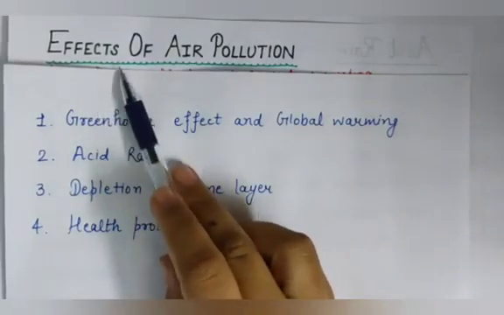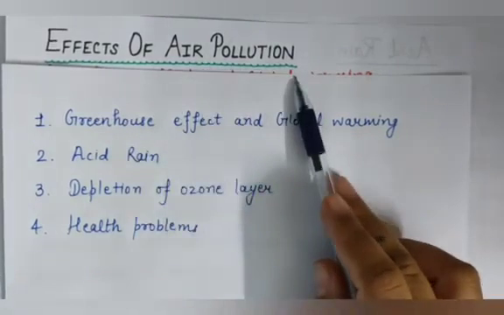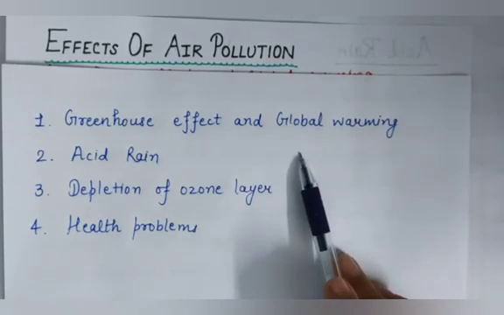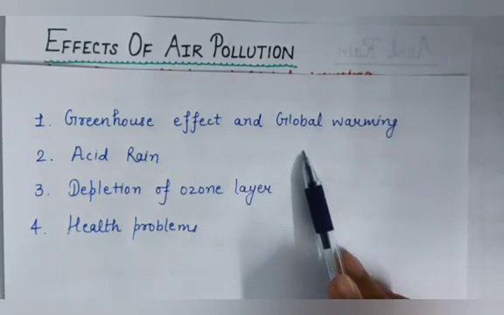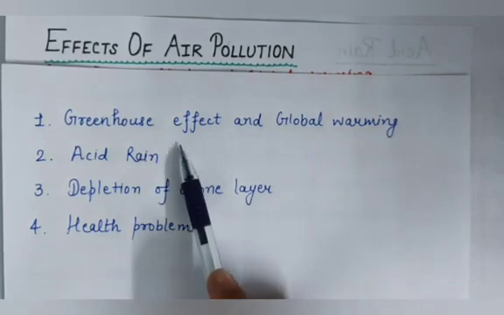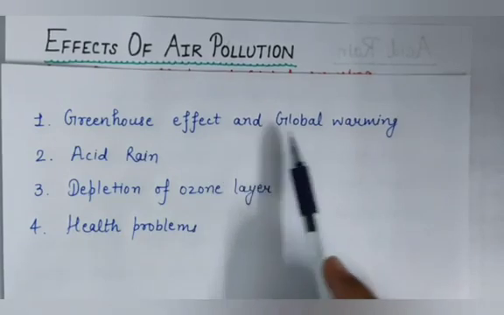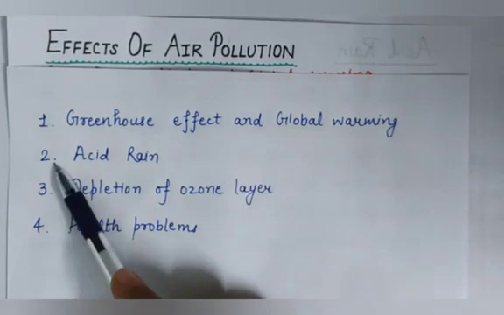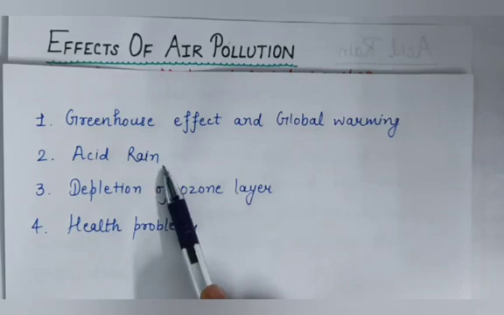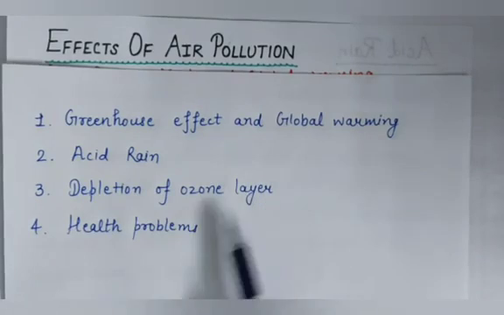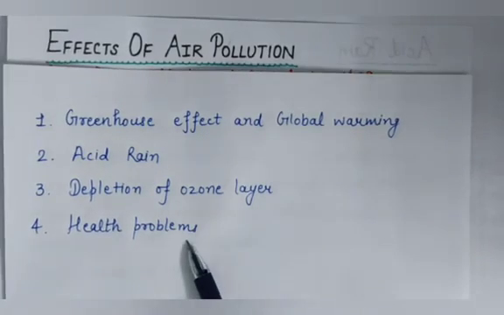Our next topic is effects of air pollution. Students, air pollution adversely affects both living and non-living things. Let's discuss some major effects of air pollution. So the effects of air pollution are: first is greenhouse effect and global warming. Second is acid rain. Third is depletion of ozone layer. And fourth is health problems.